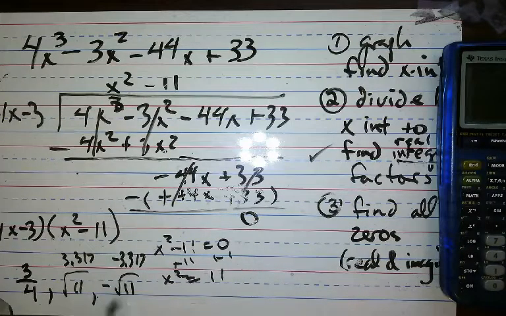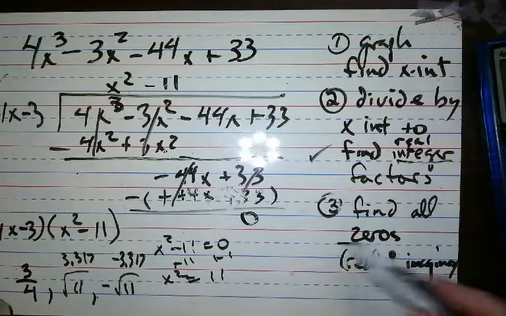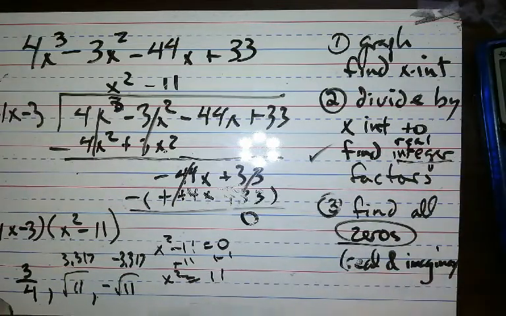So we've got 3 answers. This one, this one, this one. That's totally fine. We're supposed to find all the zeros, real and imaginary. This one had 3 real ones. The last one we did had 1 real and 2 complex, right?